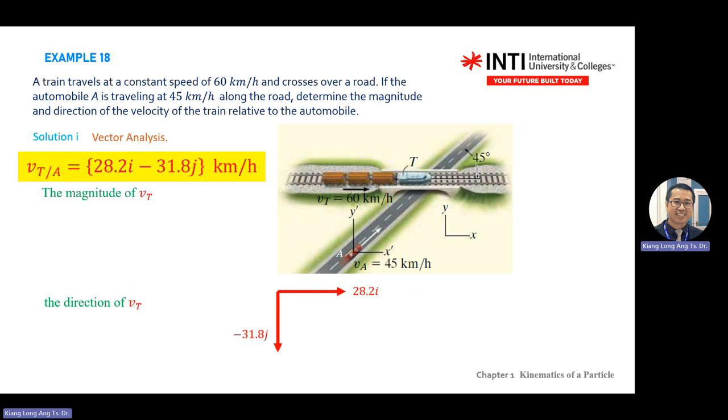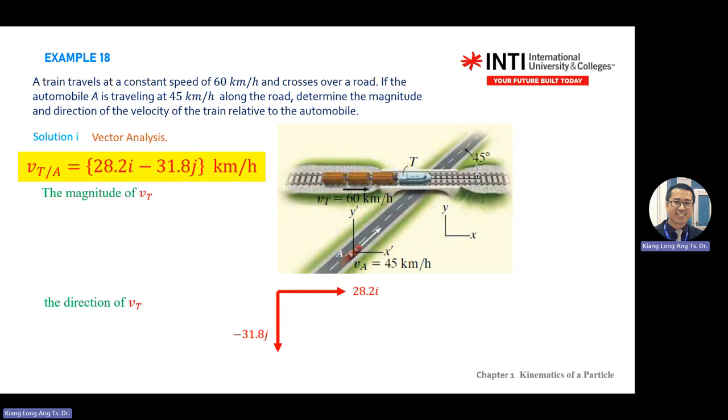So you have 28.2i in the x direction, the red arrow. Minus 31.8 is the y direction, negative. Of course, in the diagram, I should not put negative. In the diagram, there is no negative sign. Remove this one. I just put this one to tell you that it's the negative direction. In your answer, don't write negative in your diagram. In the diagram, negative means something else. Negative means you need to flip this direction already.